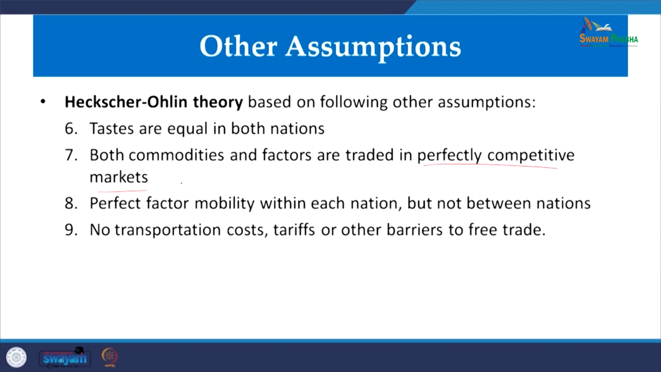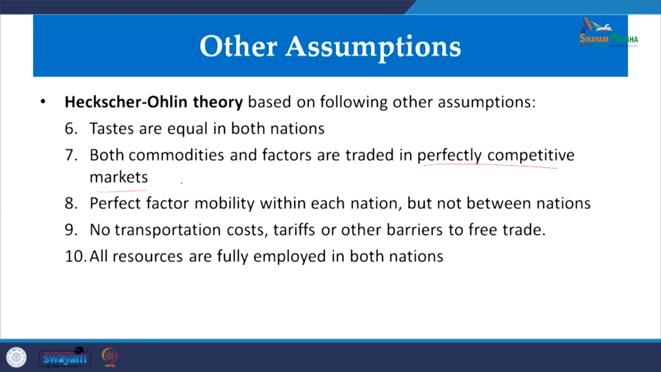Perfect mobility within the nation and zero mobility across the nations, especially for the factors. No transportation cost, tariffs and other barriers to free trade. All resources are fully employed in both the nations.